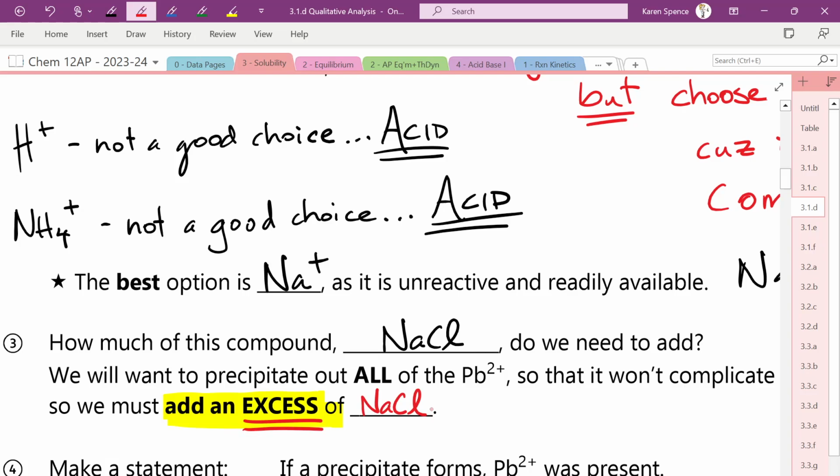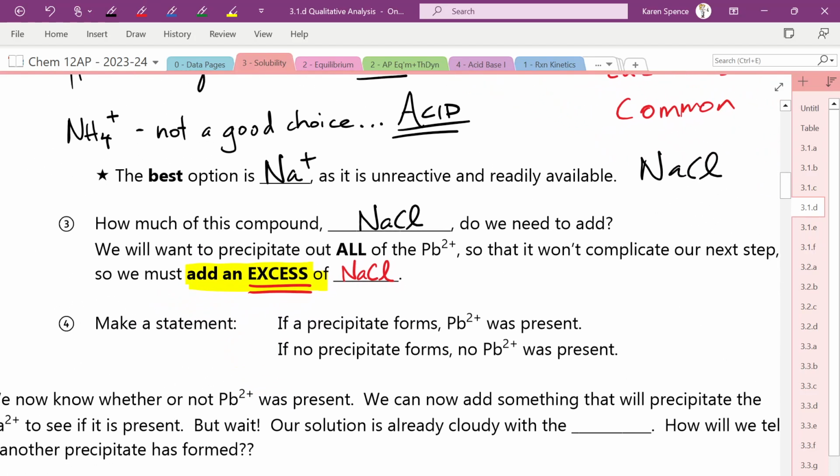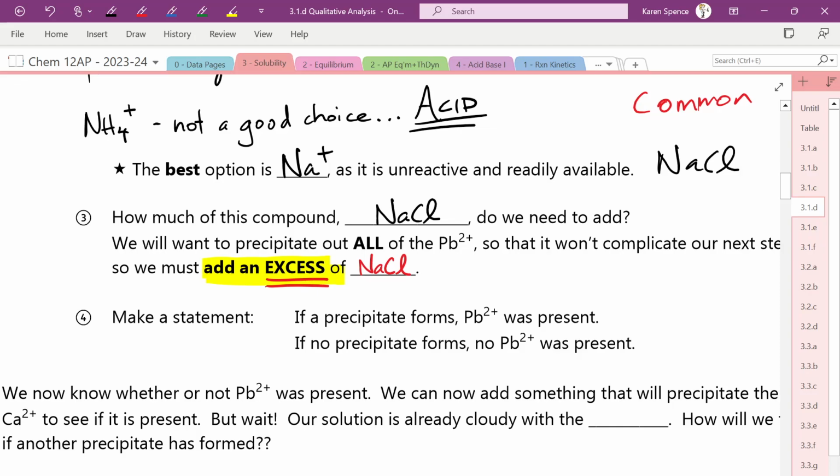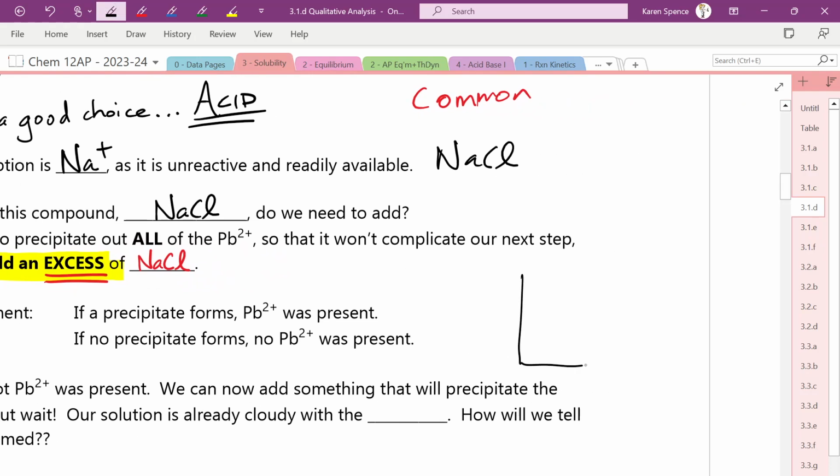If this were an AP exam, they'd probably give you a choice of a 0.1 molar solution and a 1 molar solution. Which one would you choose? 1 molar. And then you're going to make a statement. I added some NaCl, and in here maybe I have calcium, and maybe I have lead. And now I add in the Cl minus.